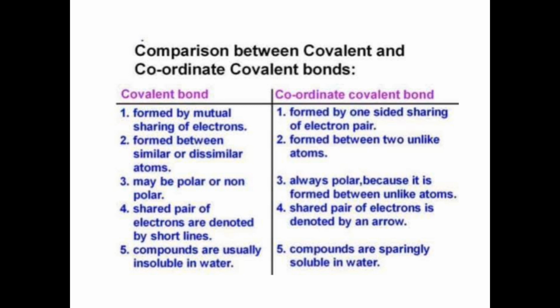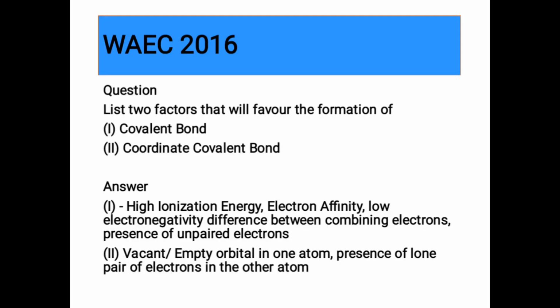Okay, you can have another difference that involves shared pairs of electrons that are donated, shown by short lines, versus shared pairs of electrons that are donated by an arrow. And then of course, covalent compounds are usually insoluble in water, while coordinate covalent compounds are sparingly soluble in water. So that's the difference between them.